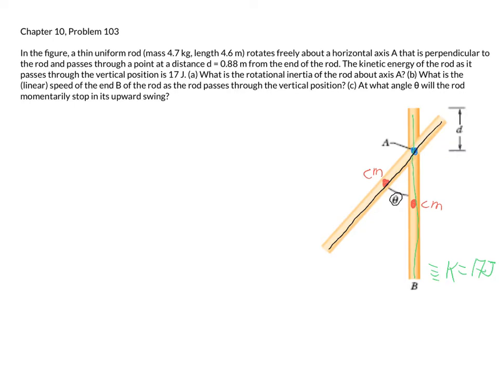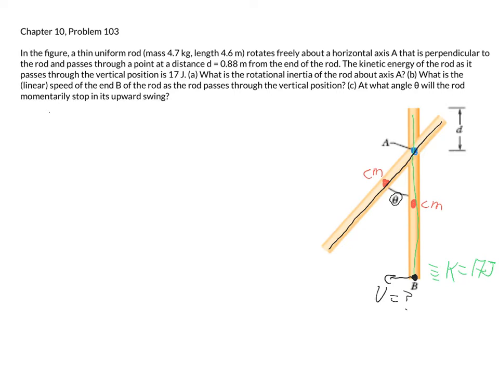So part A is just asking us what the rotational inertia is. B is asking how fast the point at the very end is moving when it's vertical, so what is the translational velocity at this point? And then part C is asking us for theta. So let's take this step by step.